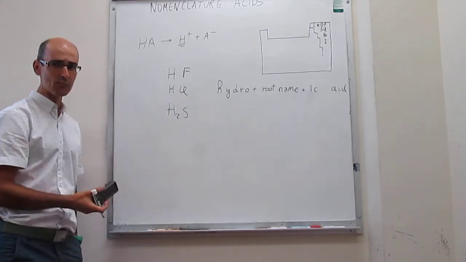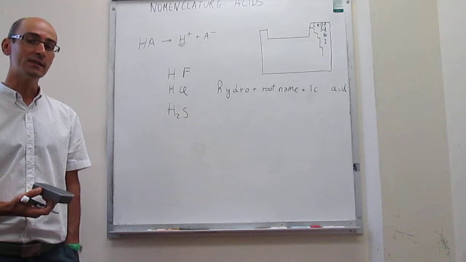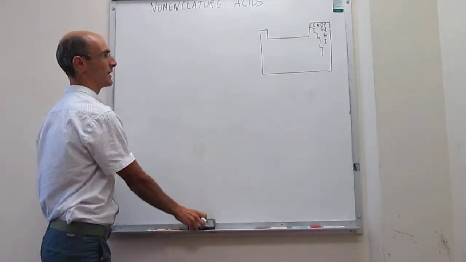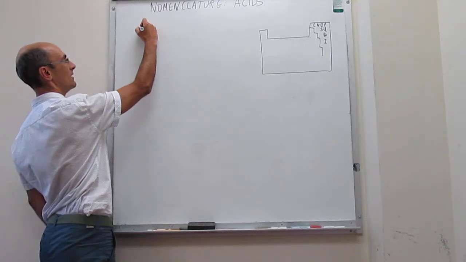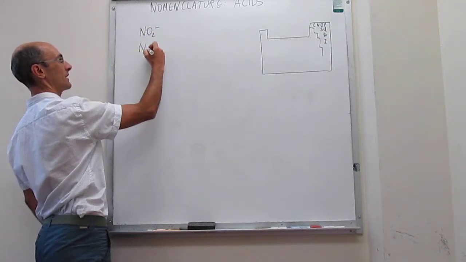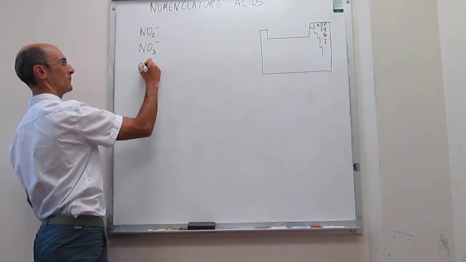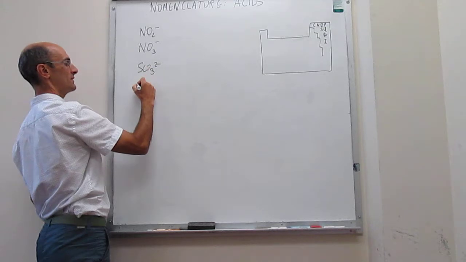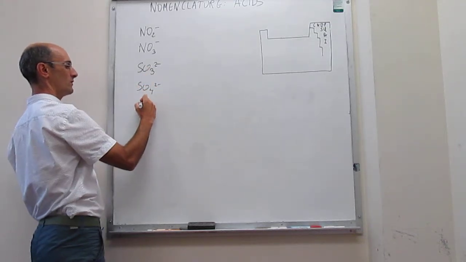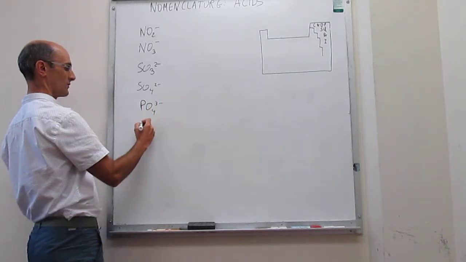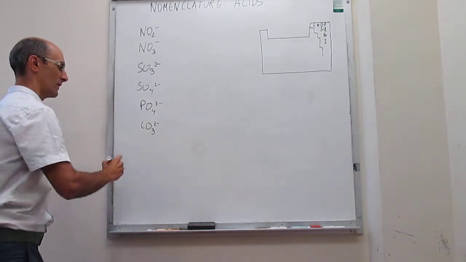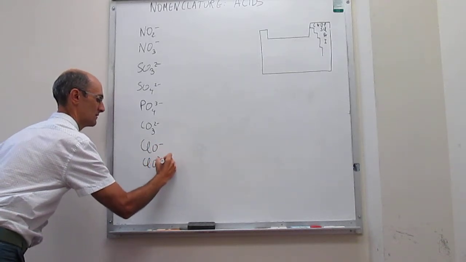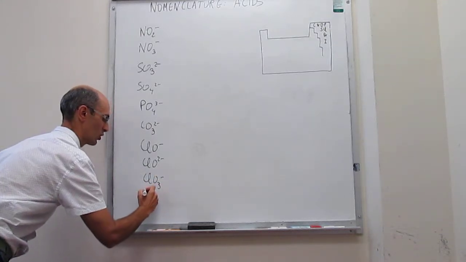The second class of acids that we need to name are those that contain oxygen atoms in the anion. We have actually studied a bunch of those anions already. You will remember that we were talking about polyatomic ions. The names were nitrite, nitrate, sulfite, sulfate, and so forth. I'm going to write a few more: phosphate, carbonate, and then hypochlorite, chlorite, chlorate, and perchlorate.